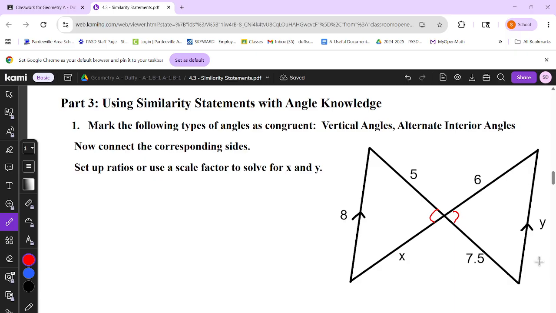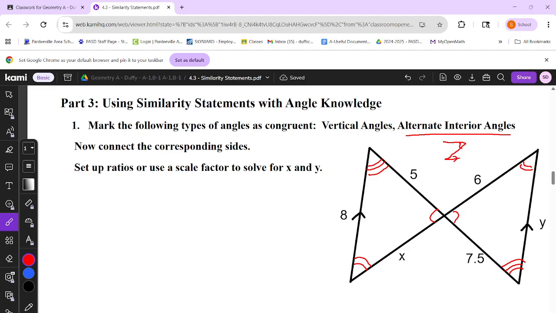So if you think of the alternate interior angles as kind of like the Z angles, the ones in the corner of a Z, then you can see, okay, this one and this one would be equal. And then this angle and this angle would be equal.